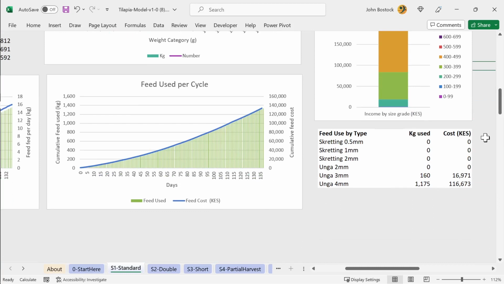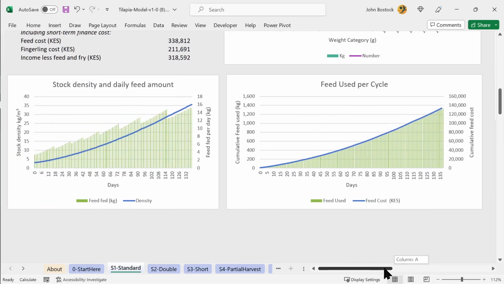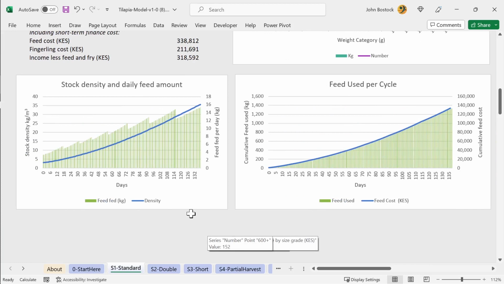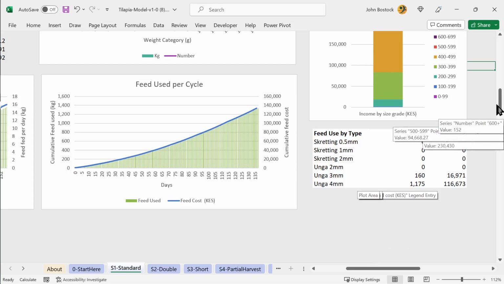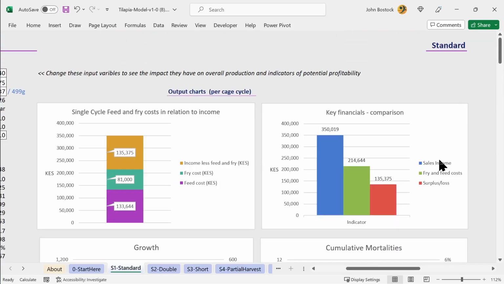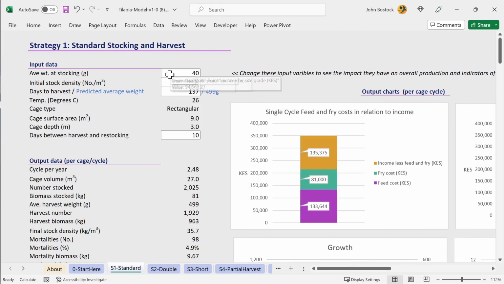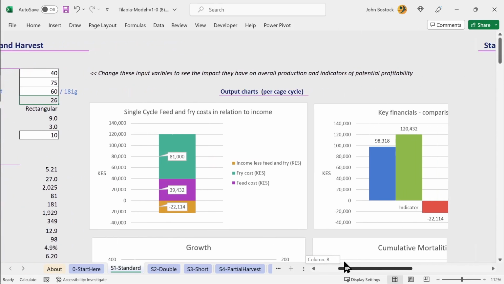The final chart shows the increasing stock density over the culture cycle in kilograms of biomass per cubic metre of cage volume, and the pattern of feed consumption, with an adjacent table indicating expected quantities by feed type and grade. Try adjusting the key variables on this sheet, i.e. increasing or decreasing the production cycle length or the start weight and initial stock density, and see how the results change.